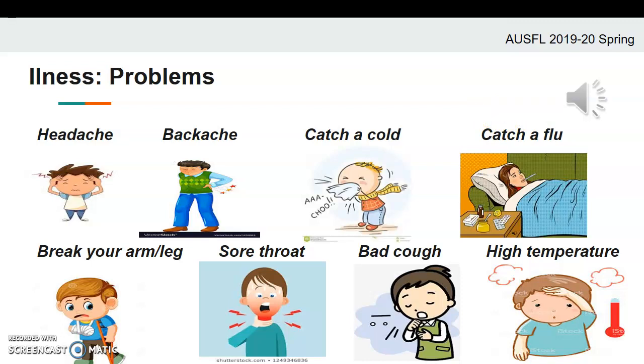1. Headache. I've got a headache. 2. Backache. I've got backache. 3. A cold. I've caught a cold. 4. Flu. She caught flu. 5. A sore throat. I've got a sore throat. 6. A cough. I've got a bad cough. 7. Temperature. He's got a high temperature.